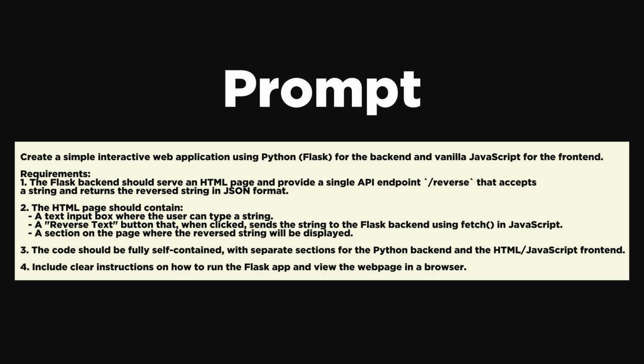The HTML page should contain a text input where the user can type a string, a reverse text button that when clicked sends the string to the Flask backend using fetch in JavaScript, and a section on the page where the reverse string will be displayed. The code should be fully self-contained with separate sections for the Python backend and the HTML/JavaScript front end and include clear instructions on how to run the Flask app.